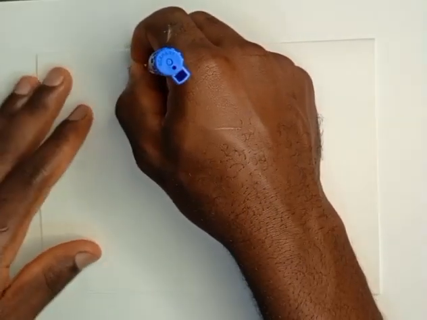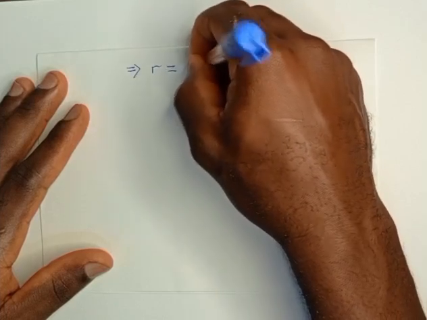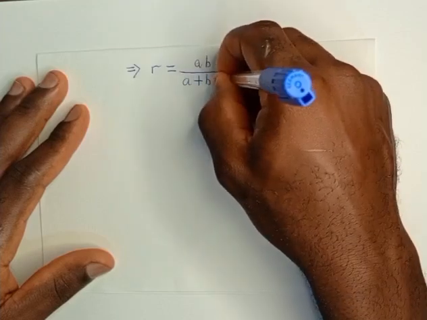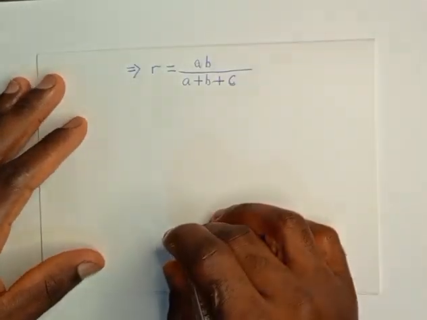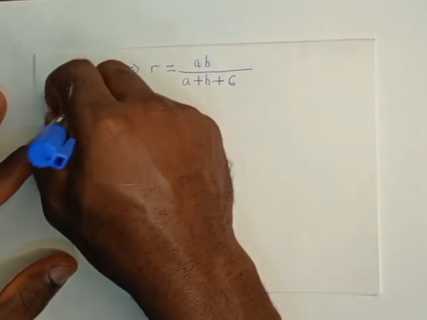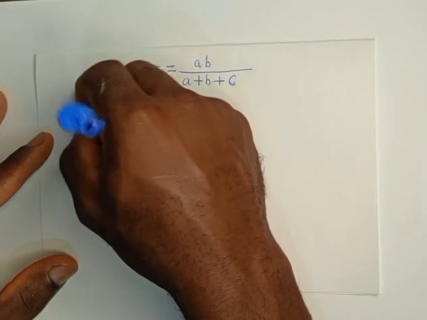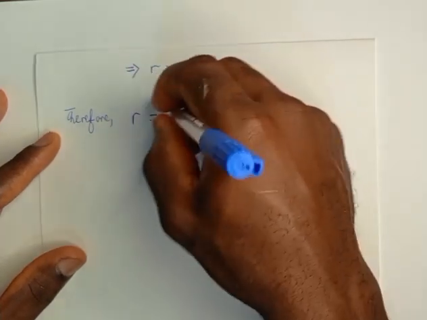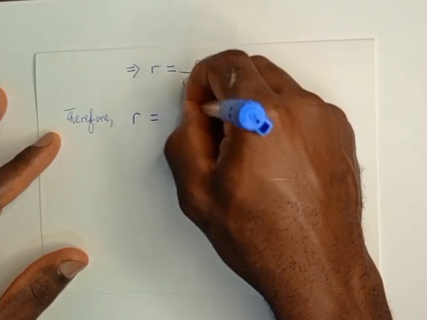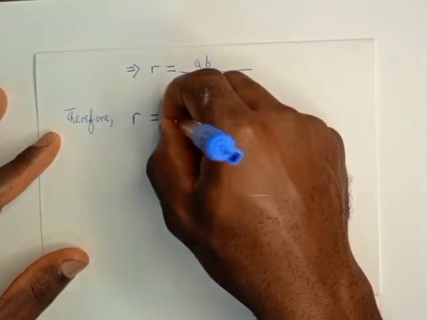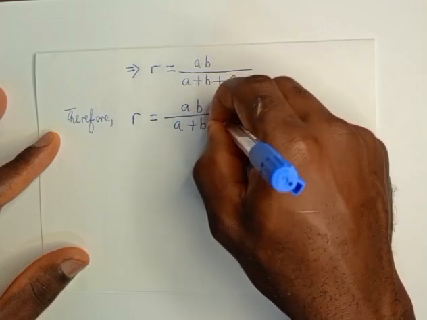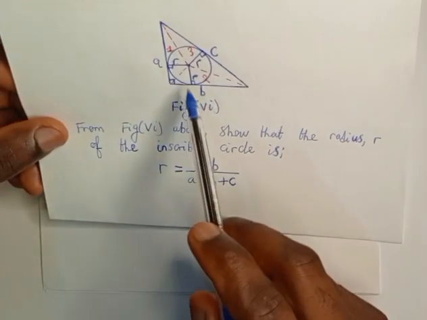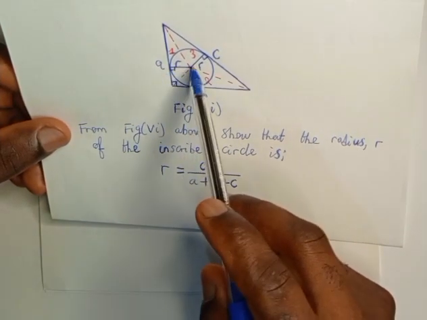Then R is equal to A times B all over A plus B plus C. Then we conclude, therefore, the radius of the inscribed circle is given by A times B all over A plus B plus C. With this formula, it is very easy for us to find the radius of this inscribed circle R.